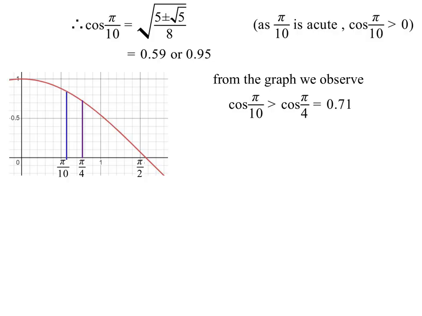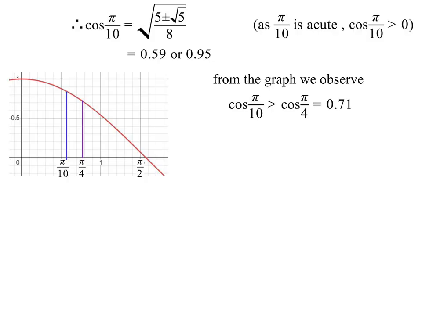Okay, here's my cosine graph. I know that pi on 10 is on the left side of pi on 4. I picked cosine pi on 4 because that's one of our exact values, and I know that's about 0.71. And look at these two solutions. One is on the left hand side of 0.71, one is on the right hand side of 0.71.